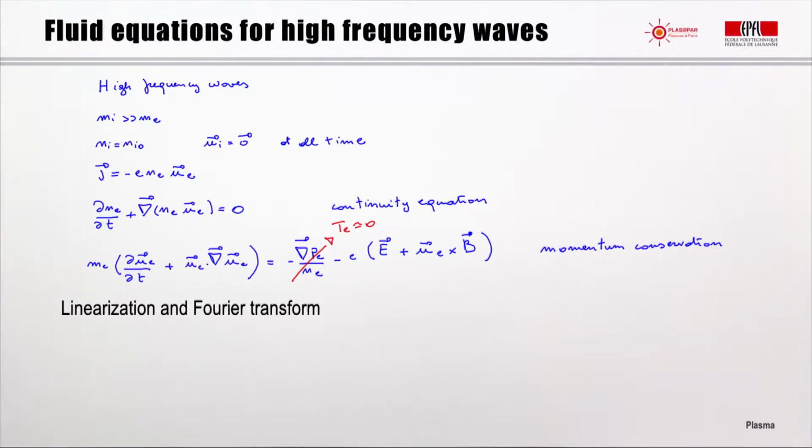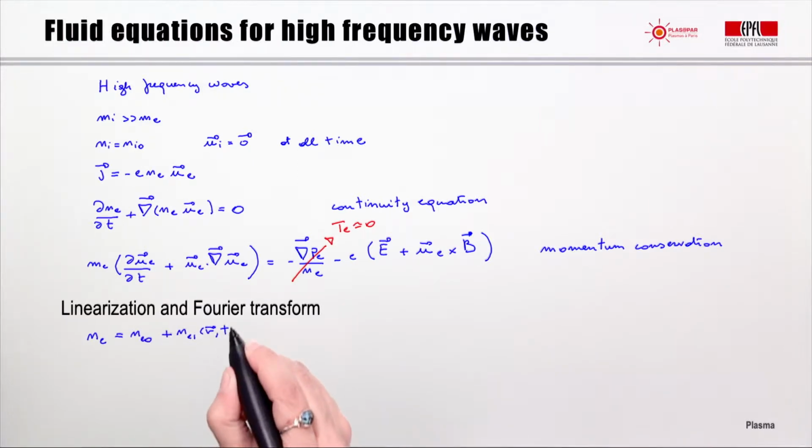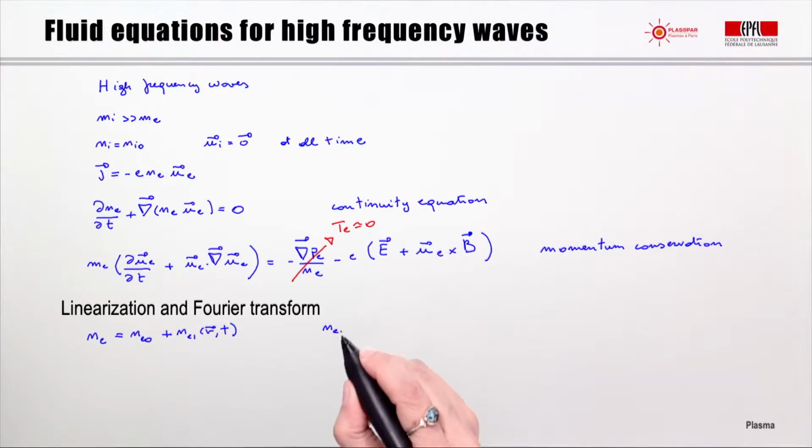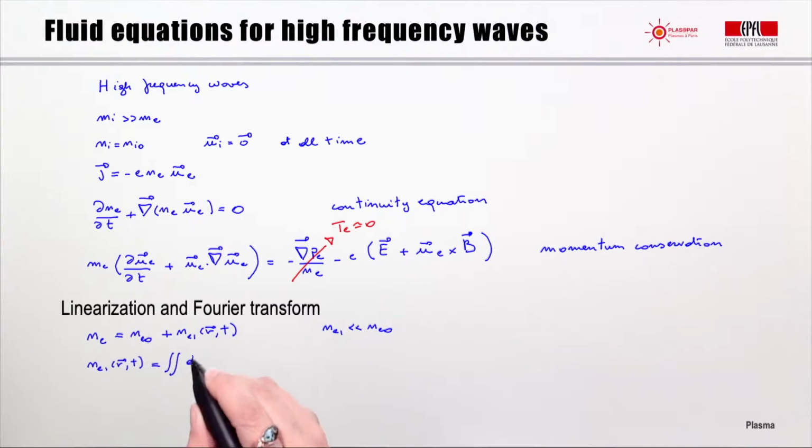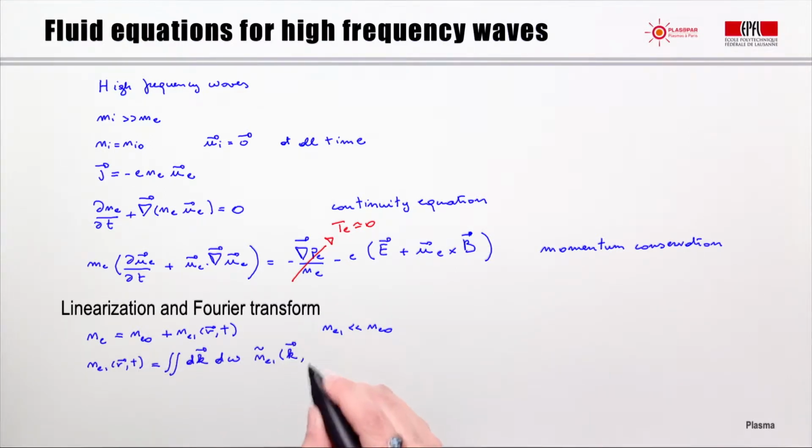At the same time, we will take the Fourier transform as we have seen in previous lecture by Professor Ricci. First of all, we define a small perturbation and the Fourier transform for the electron density. So the perturbation is much less than the equilibrium quantity, and the Fourier transform is defined in this way.